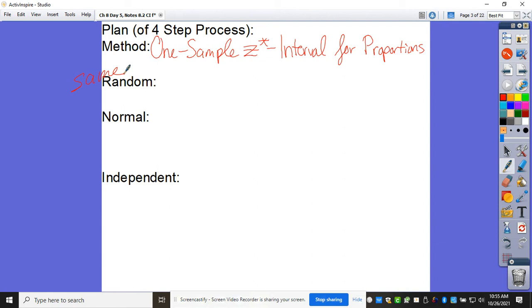Alright, so is independent going to change? Still the 10% condition. Still need to be at least 10 times. This population needs to be at least 10 times the sample. Does that change for a proportion? Sounds good, right? Same.